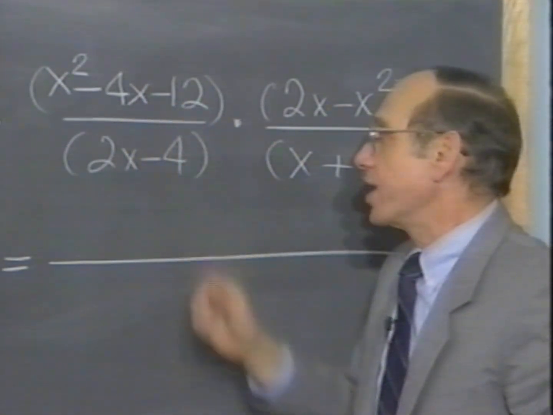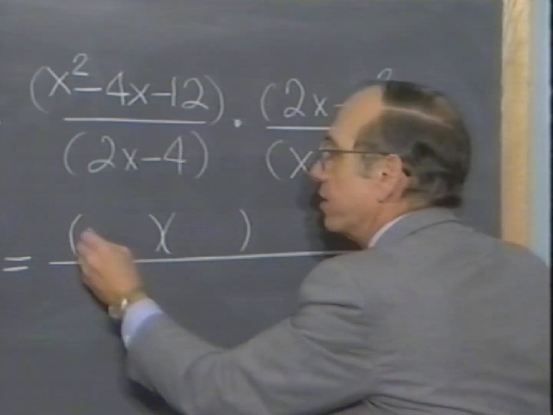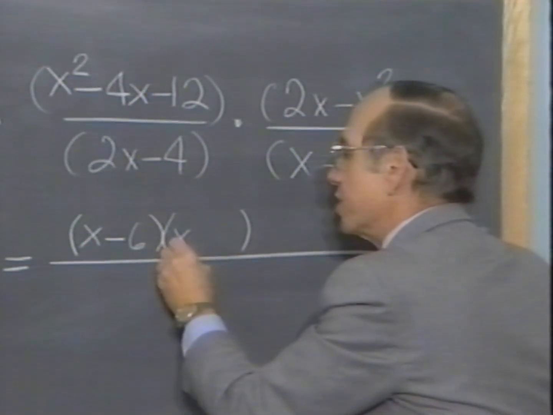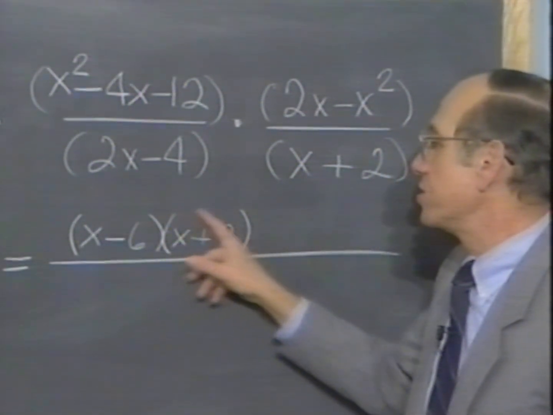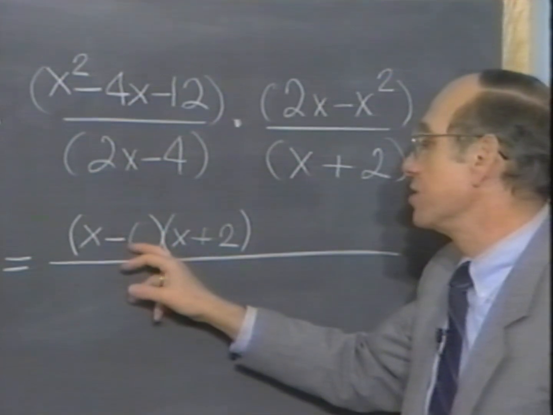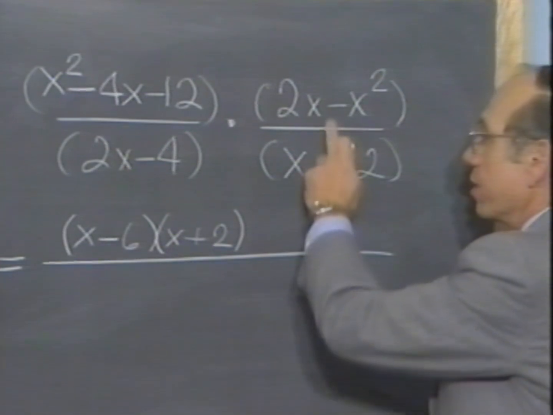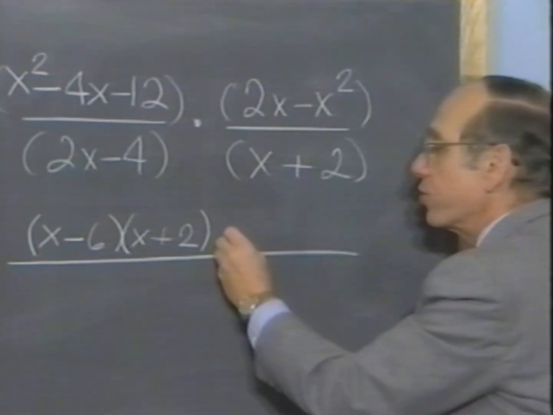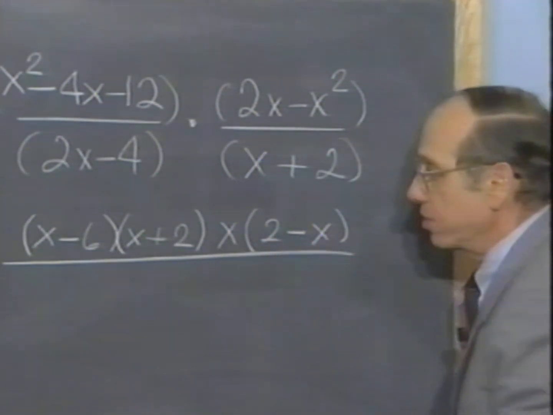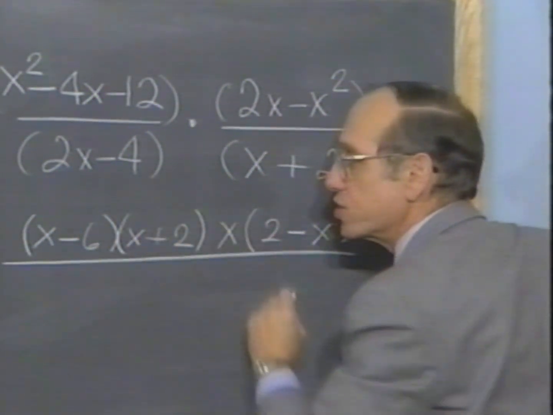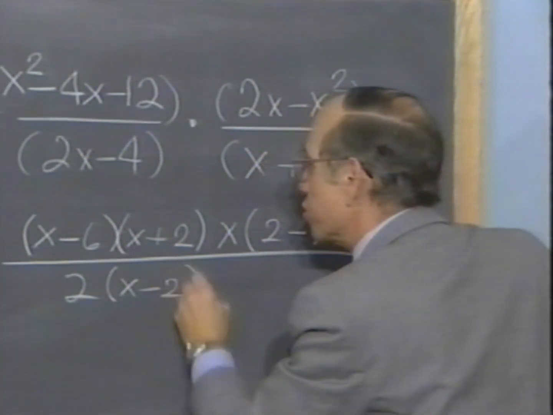X squared minus 4x minus 12 is a trinomial, which you can factor by trial and error, and you'll get x minus 6 times x plus 2, I believe. Let's check that. This is x squared minus 6x plus 2x is minus 4x. Minus 6 times plus 2 is minus 12. That's the correct factorization. In this one, we have a common factor of x in both terms. So we factor an x times 2 minus x. In the denominator, we have 2x minus 4, from which we can factor a 2 and write this as 2 times x minus 2.